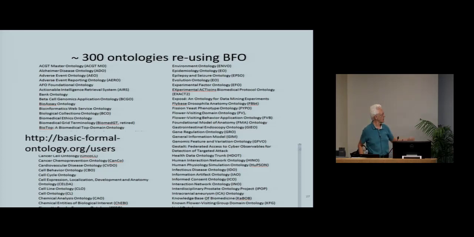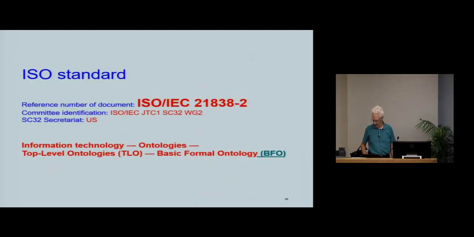So we have many ontologies which reuse BFO. They're built by this process of downward population. I mentioned the ISO standard, so in due course it will be ISO standard 21838-2. And -1 is the requirements for being a top-level ontology.